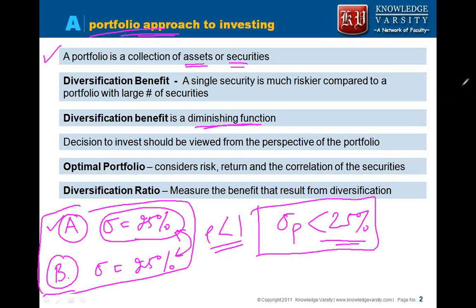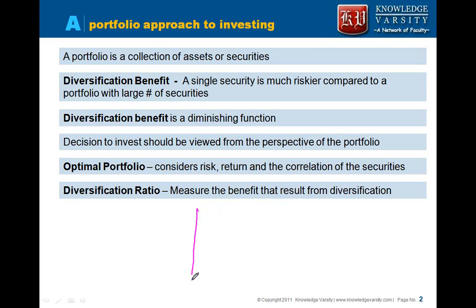One way we can show this is, if you see this axis as the standard deviation of the portfolio, and on this axis you have the number of stocks, the risk reduces like this. Initially you will have a very high diversification, but later on the benefit becomes lesser and lesser as you increase the number of stocks. After a certain point, maybe after 30 or 40 stocks, you will find that the decrease in the standard deviation of the portfolio is not much happening. So diversification is a diminishing function.